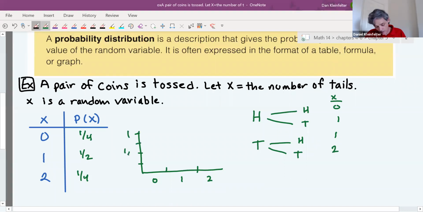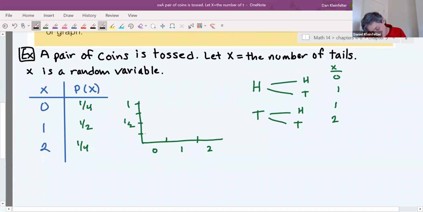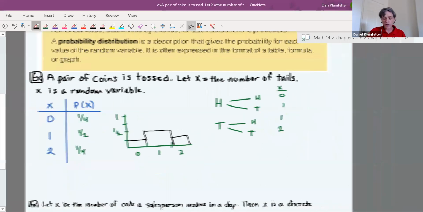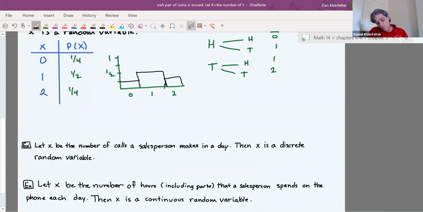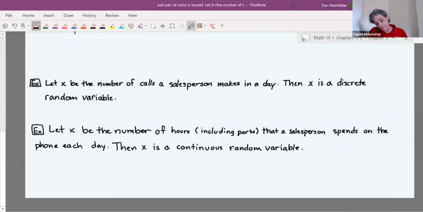So there's 1, there's 1/2. So we saw that for both 0 and 2, the probability is 1/4. And then for 1, it is 1/2. Okay, so there's a little histogram essentially that shows the values of our random variable. Okay. Moving on.